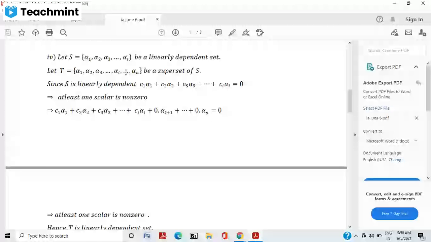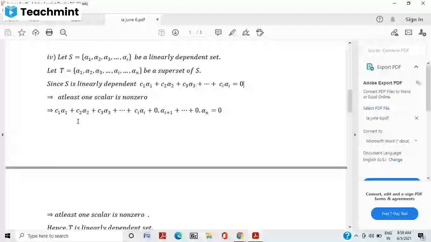What is given? S is linearly dependent. That means in the expression C1 alpha 1 plus C2 alpha 2 etc., Ci alpha I equal to 0, what does linearly dependent mean? At least one Ci should be non-zero. Then we will extend that to alpha n. Here we still have only Ci alpha I in S. Then for all other vectors till alpha n, what can we write? All those coefficients as 0.